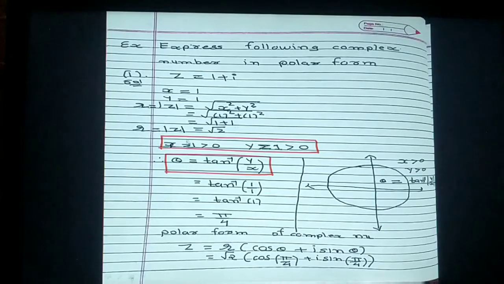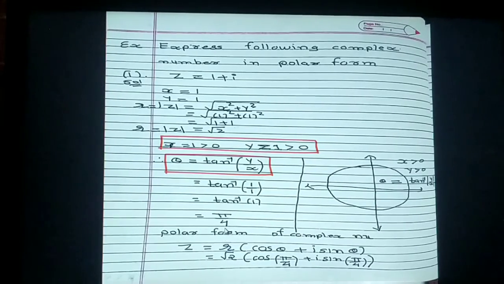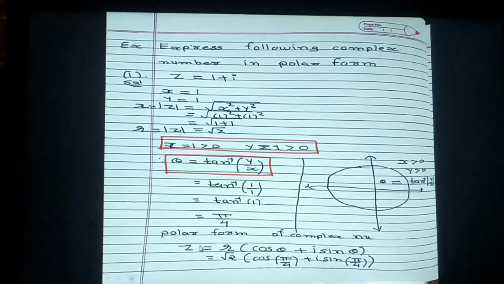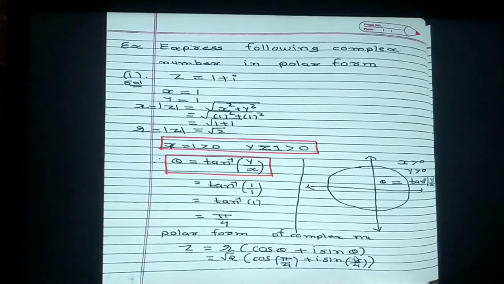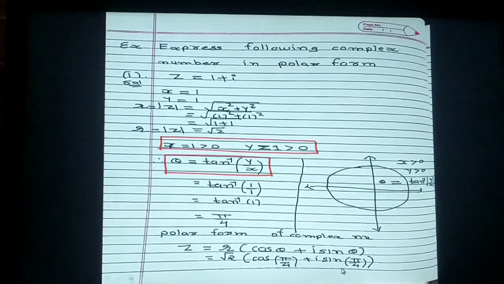So we put r is equal to under root 2 and theta is equal to pi by 4 in the polar form. The polar form of a complex number is z is equal to r cos theta plus i sin theta. R is under root 2, theta is pi by 4. So z is equal to root 2 times cos pi by 4 plus i sin pi by 4.